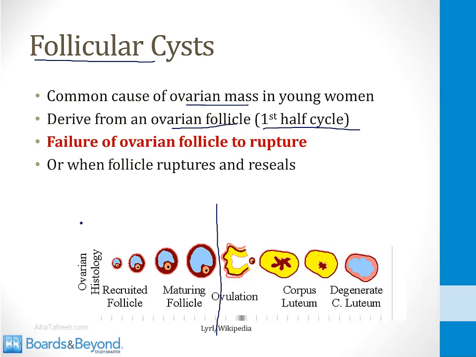The reason a follicular cyst forms is that this happens when an ovarian follicle fails to rupture and release its egg, or sometimes it happens when the ovarian follicle ruptures and then reseals. But either way, it doesn't release its egg and turn into the corpus luteum, and it stays a follicle inside the ovary, and that leads to formation of a follicular cyst.